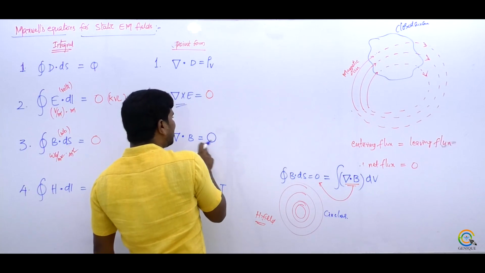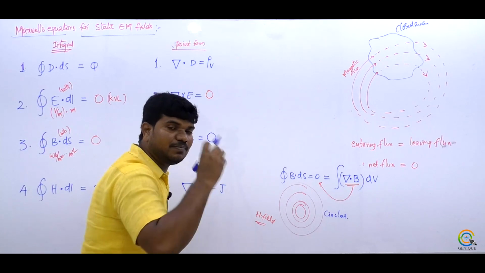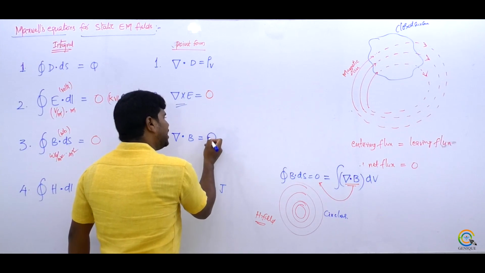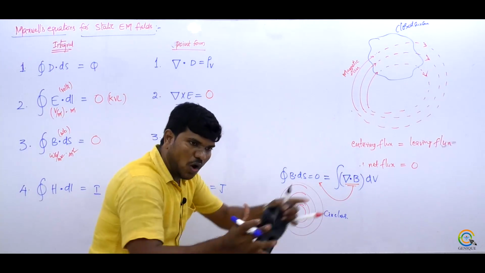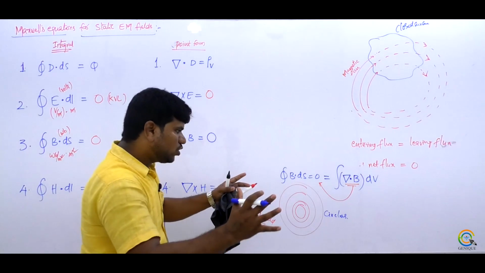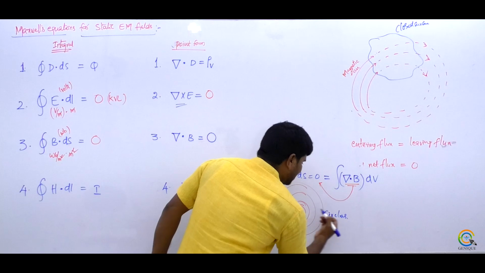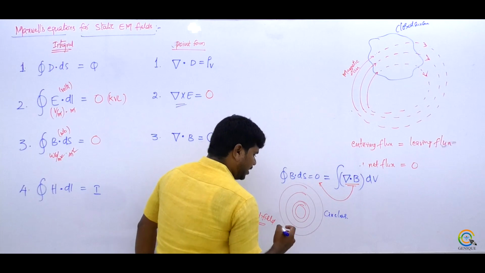So if del dot B is a non-zero value, it means there exists some divergence. But here, del dot B is 0, which means the divergence of the magnetic field is 0. The outward nature of the magnetic field is 0. Understand? That's why the magnetic field lines are always circles, right?